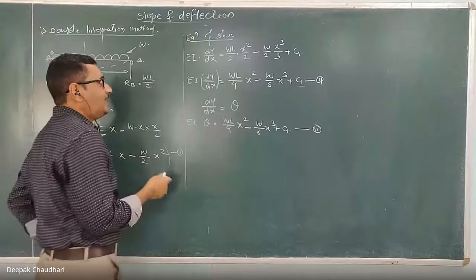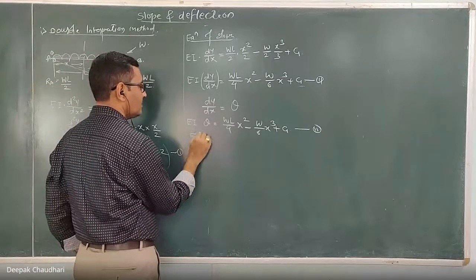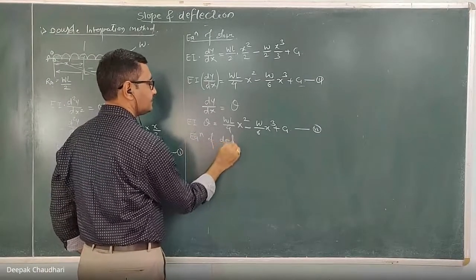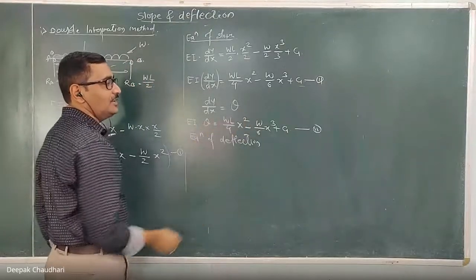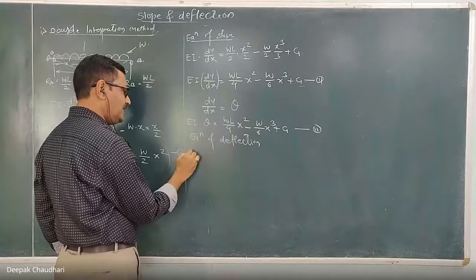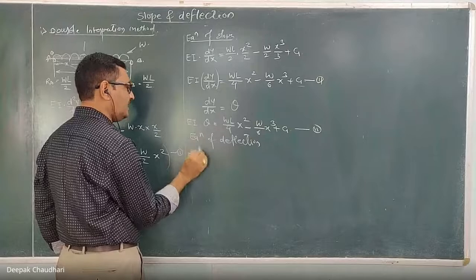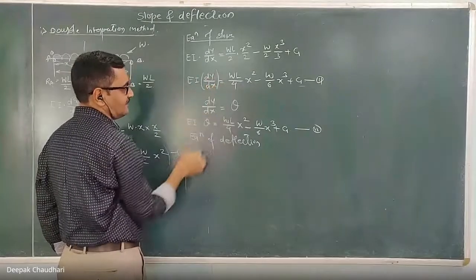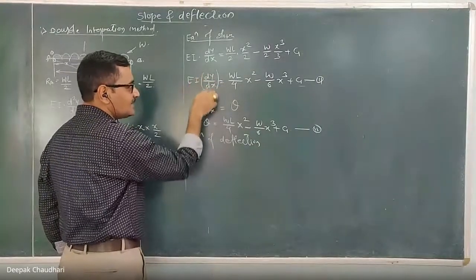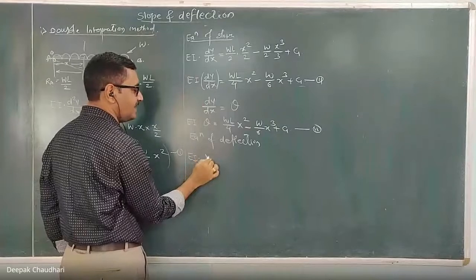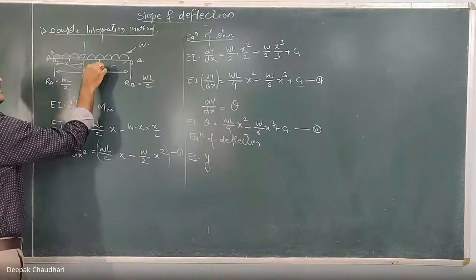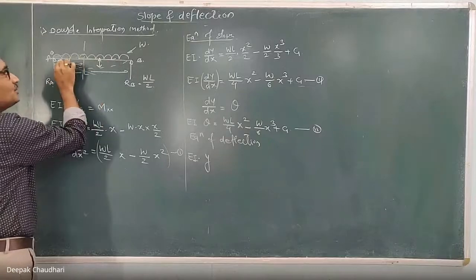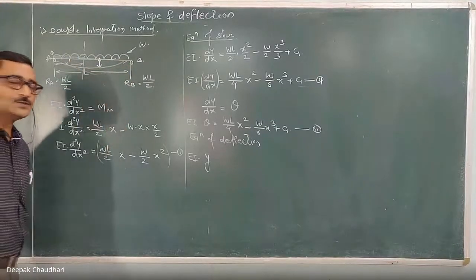Now to get the equation of deflection, again you have to integrate this equation. If I integrate this equation, it is EI into, now I'm integrating this equation. EI into theta is the slope, so if I integrate that, I will get y. This y represents the deflection from the original position to the deflected position. This gives you the deflection.